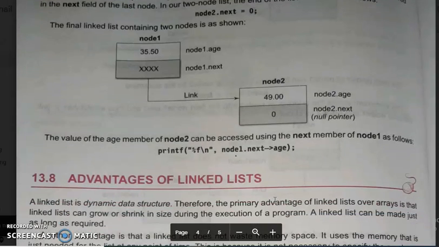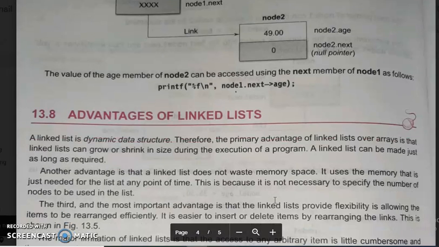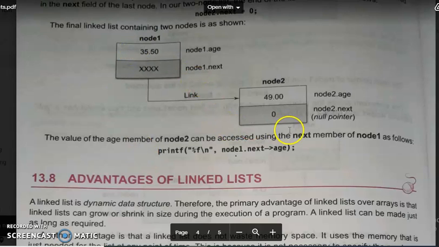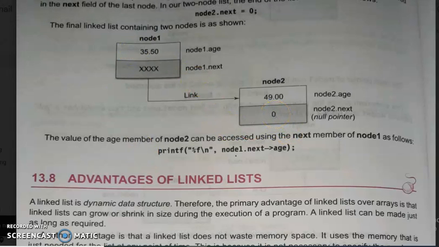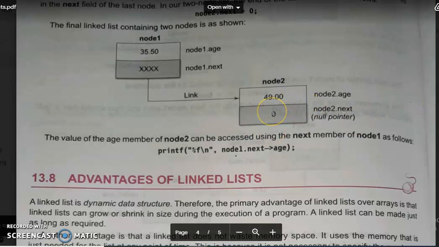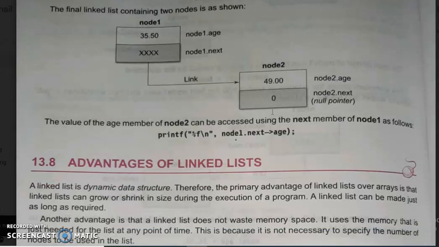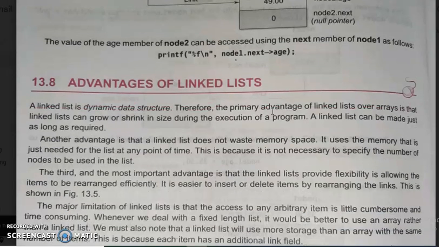So what are the advantages of the linked list? A linked list is a dynamic data structure. Therefore, the primary advantage of linked list over array is the list can grow or shrink in size during the execution of the program. You can also see in this example, if you want to increase the size of the list, you just give the address of the next node here. So we can add any number of nodes. Like that we can also shrink the list by giving the null pointer in the next field of the last node. So this is also one of the advantages. The list can grow or shrink in size during the execution of a program.